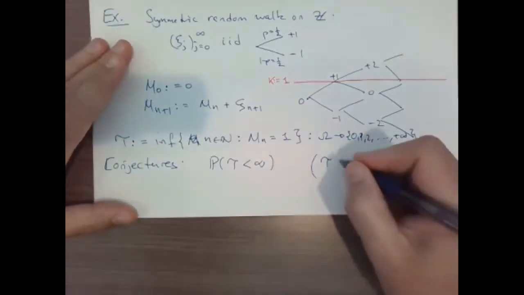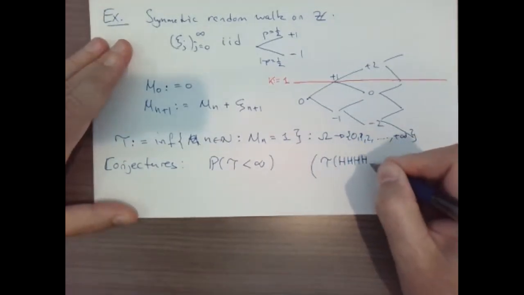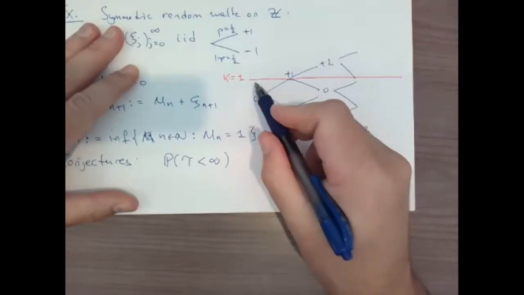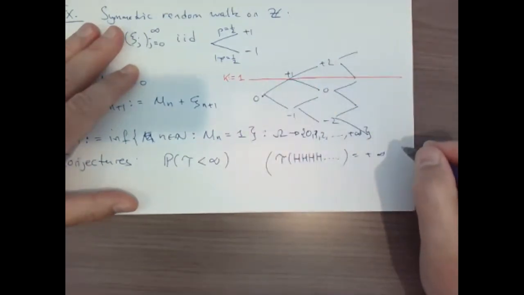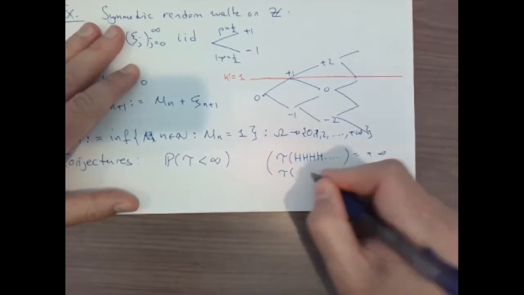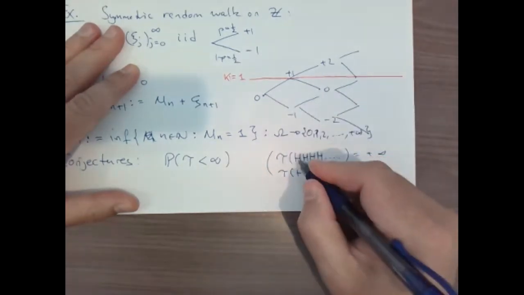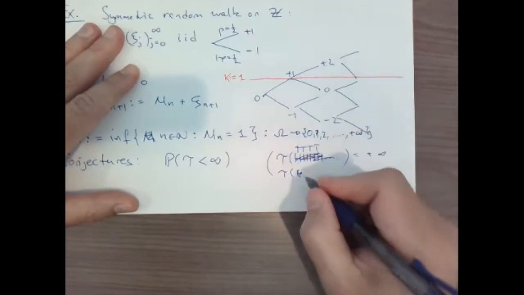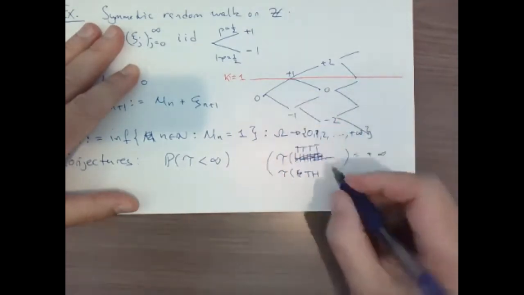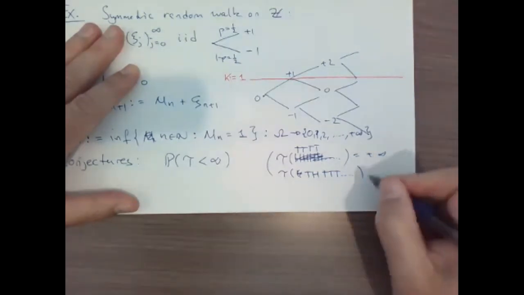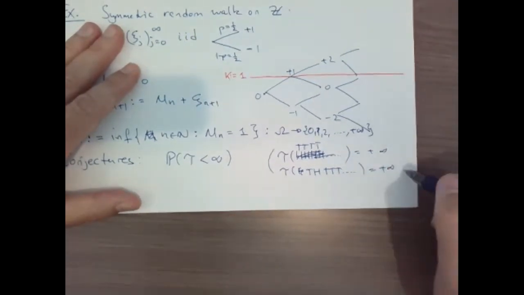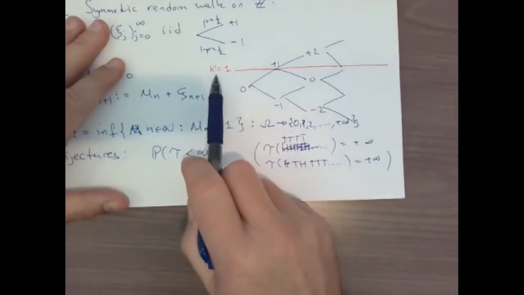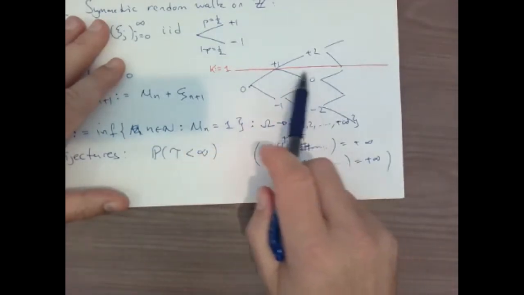If I look at tau of heads, that element, if I just see heads, it's never going to make it to 1. But this is equal to plus infinity. Likewise, if I see the element tails, sorry, if I see heads, so then I'm here, and then I see tails. This is also equal to plus infinity. There are lots of elements in the sample space that never produce M to be at the level, the red level.